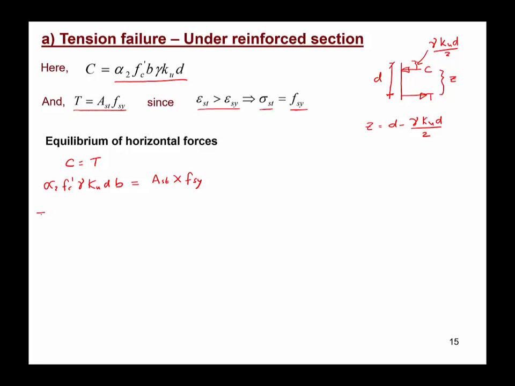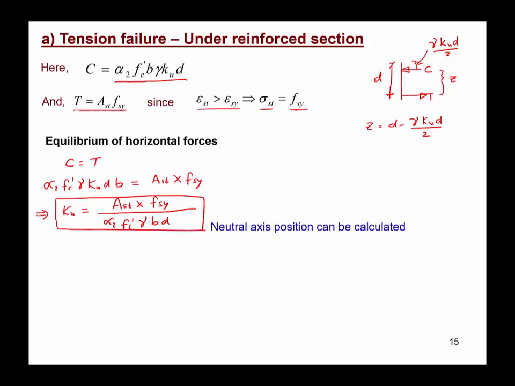Now solving this equation, we can find what is Ku, the neutral axis depth parameter. So this equation we can use to find the neutral axis depth parameter. Once the neutral axis depth is known, we can easily find the ultimate bending moment capacity, or the nominal bending moment capacity, by taking the moment about point C.